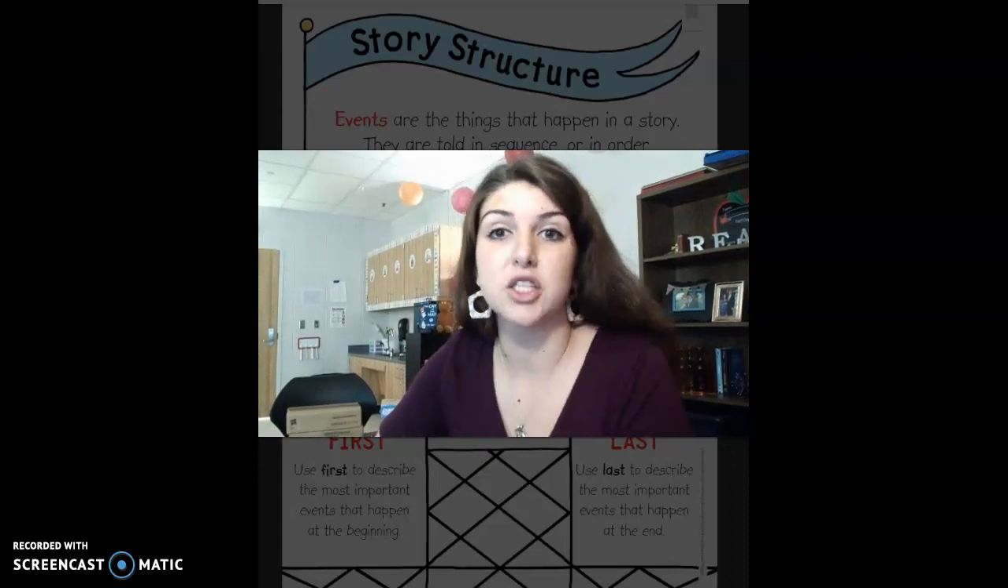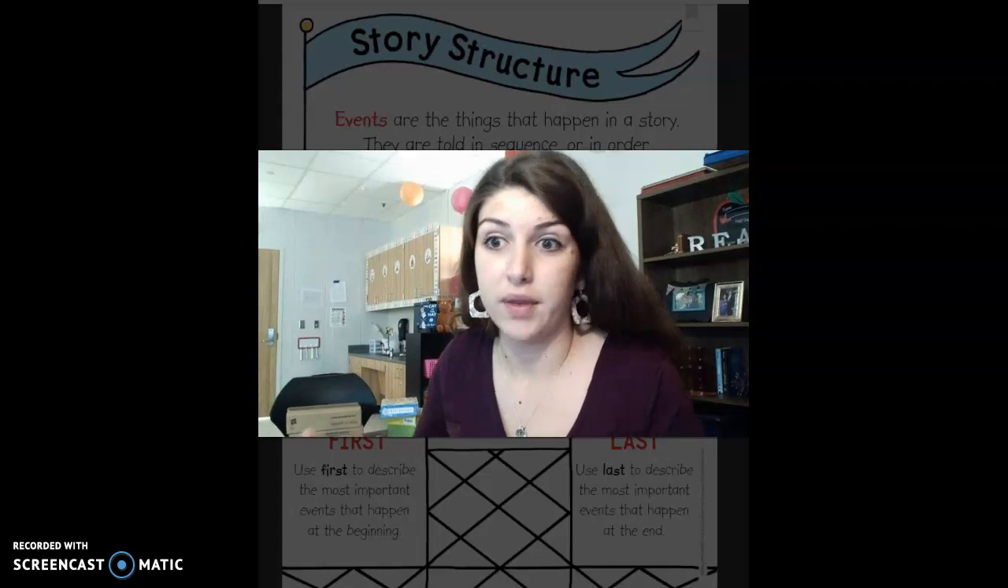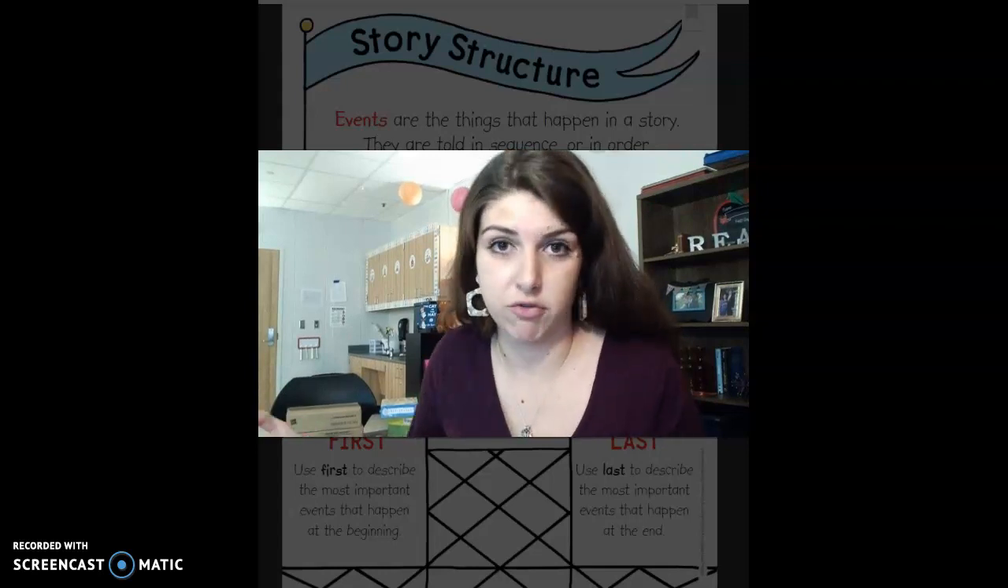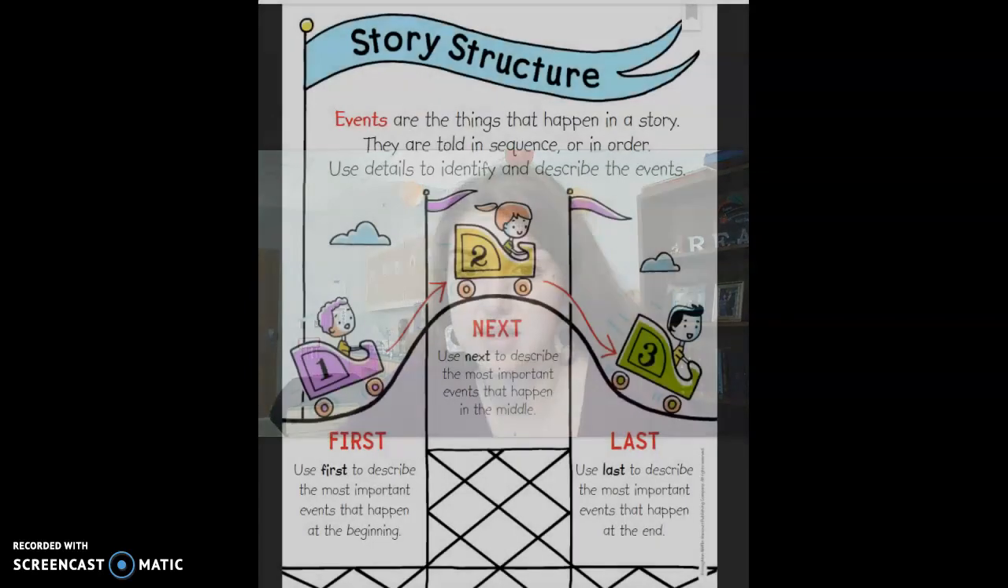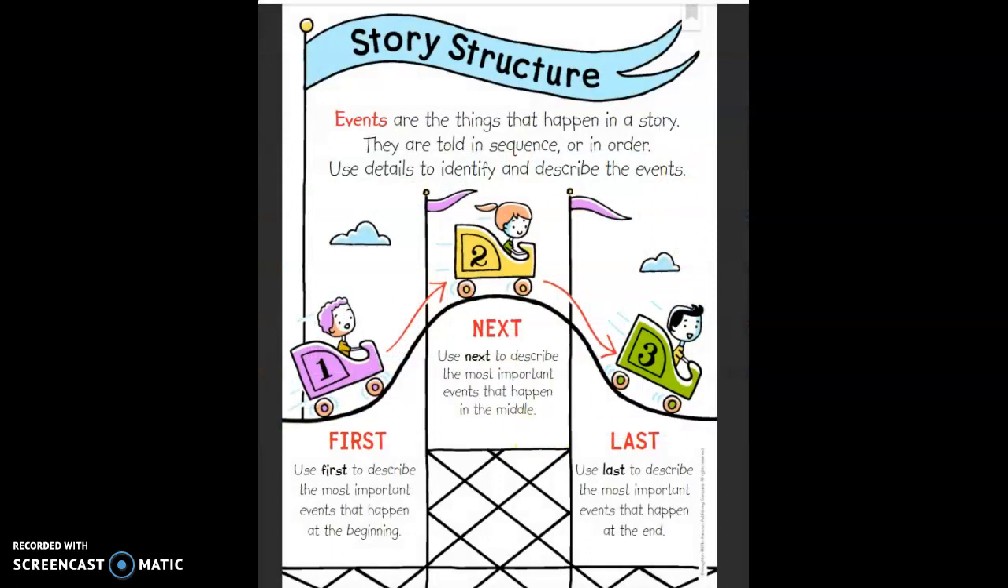So we do things in a certain order all the time. So stories should be no different. So let's look at this anchor chart. It says story structure. So events are things that happen in a story. They are told in sequence or in order. Use details to identify and describe the events. So look at this roller coaster. They start here and then they go up and then they go down.